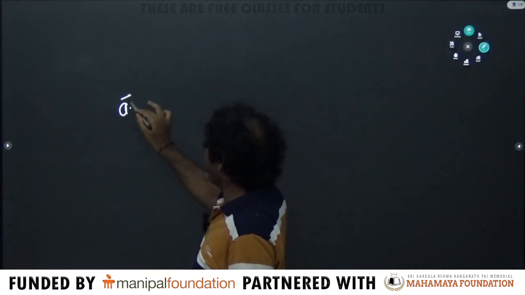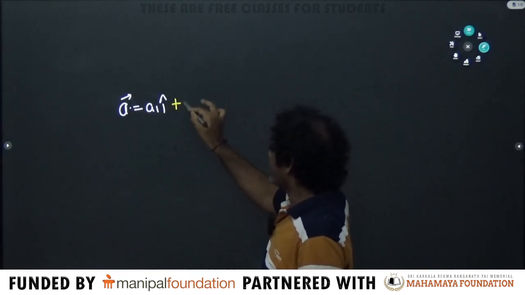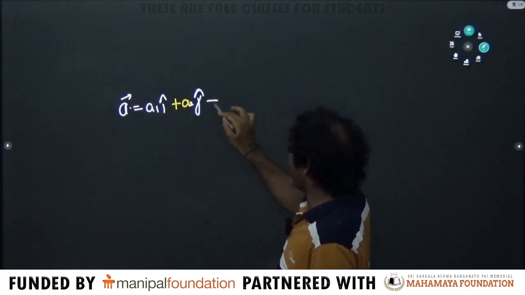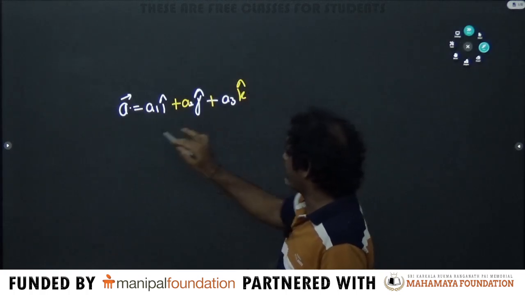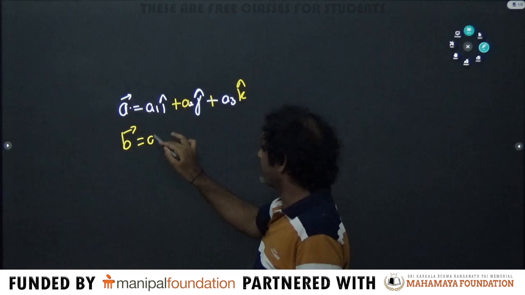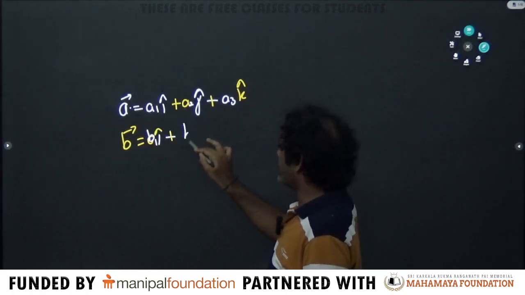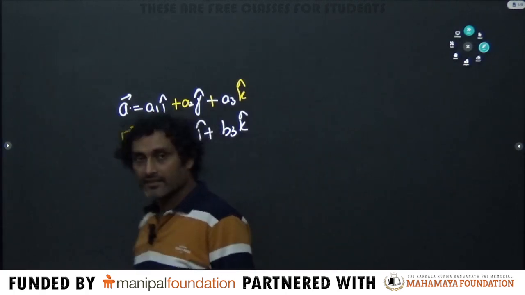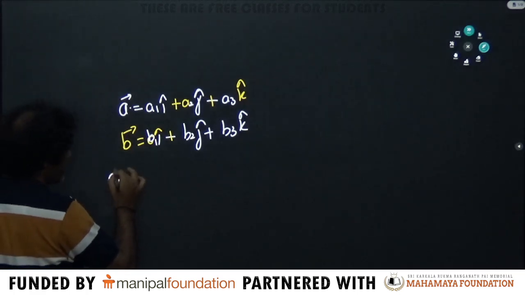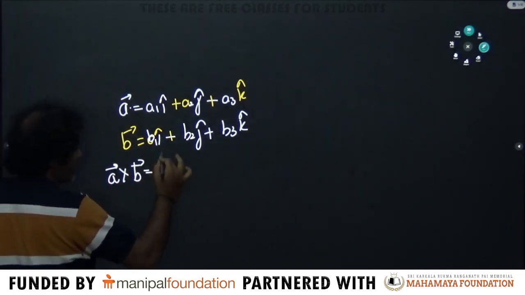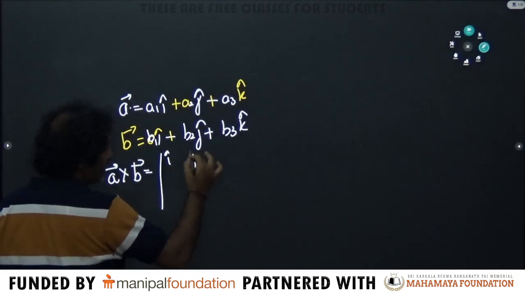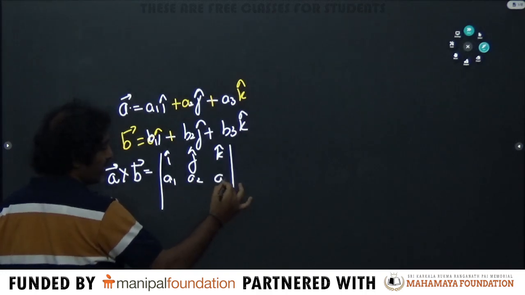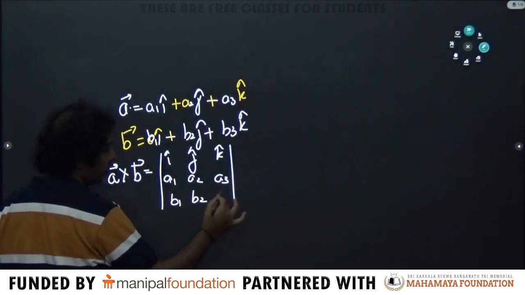Suppose I give A vector as a1 i cap plus a2 j cap plus a3 k cap, and B vector as b1 i cap plus b2 j cap plus b3 k cap. Correct? Now if I ask you for A vector cross B vector, you have to put i cap, j cap, k cap here, and here you have to write a1, a2, a3, b1, b2, b3.